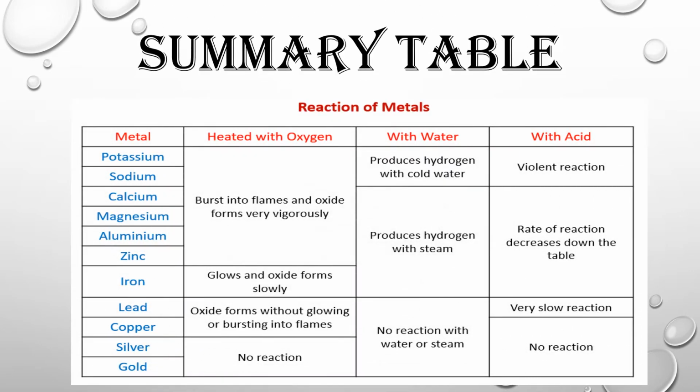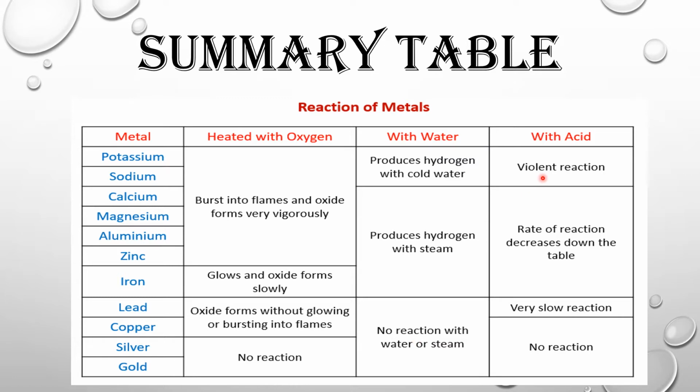This table helps to summarize the reactions of metals with oxygen, water, and acid. Potassium all the way down to zinc react very vigorously with oxygen. Iron, lead, and copper will react slower, and silver and gold have no reaction with oxygen. Potassium and sodium will react with cold water, but calcium, magnesium, aluminium, zinc, and iron will only react with steam. Lead, copper, silver, and gold have no reaction with water nor with steam.